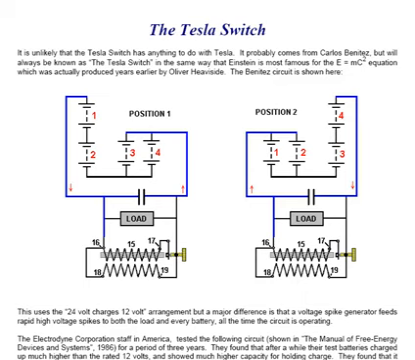It is unlikely that the Tesla switch has anything to do with Tesla. It probably comes from Carlos Benitez, but will always be known as the Tesla switch in the same way that Einstein is most famous for the E=mc² equation, which was actually produced years earlier by Oliver Heaviside.